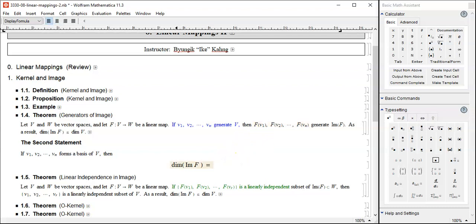The dimension of the image space is the minimal number of generators. So it's less than or equal to the number of generators, which is n here, you see, v1, v2, all the way up to vn, these particular generators, and that is the actual dimension of V, because we selected a basis. So if we start with a basis, then n is the dimension, and these are generators, so less than or equal to n. So that's the idea from the second statement.